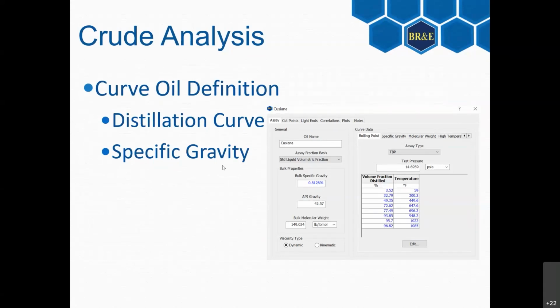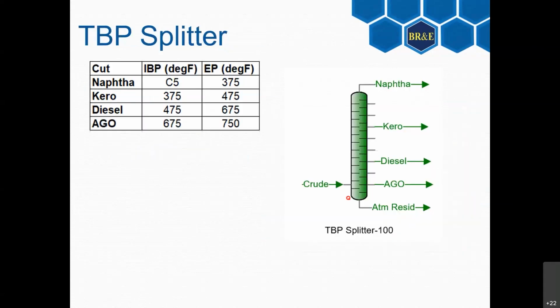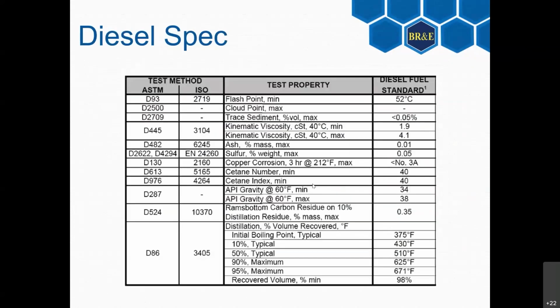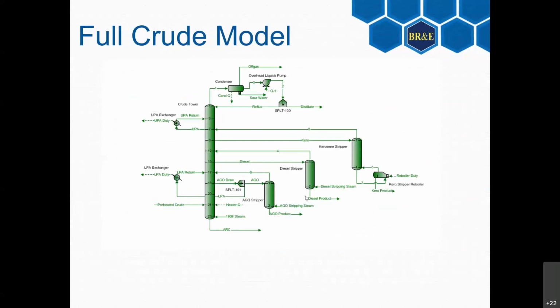Let's just go through the rest of the agenda, and then we'll get into ProMax here. The second thing we're going to do is take a look at a tool we have called the TPP Splitter that's going to allow you to separate a curve oil based on boiling points. And we'll take a look at why that could be useful and some of the limitations to that, but it should be a nice tool to estimate yields, okay? Take a look at the diesel spec and our full crude model.